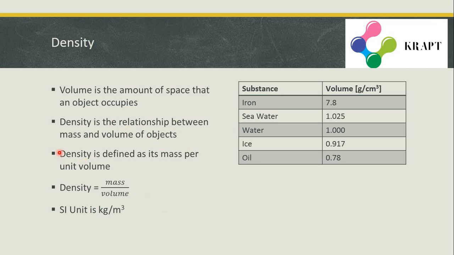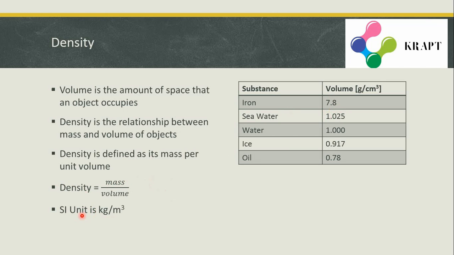Now, let us see the definition of density. Density is defined as its mass per unit volume. Like if mass of one piece of iron is 39 gram and its volume is 5 centimeter cube. To find the density, we should write density is equal to mass by volume, which is equal to 39 by 5, which is equal to 7.8 gram per centimeter cube.